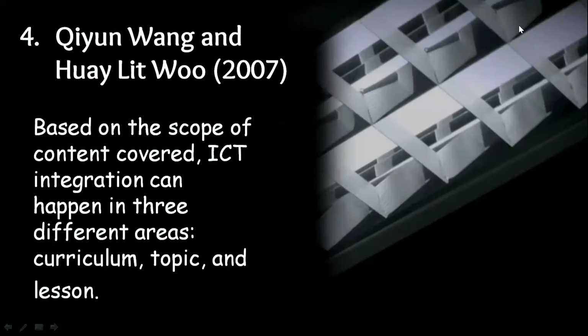In the fourth, we have Kian Wang and Wiley Tun 2007. Based on the scope of content covered, ICT integration can happen in three different areas: the curriculum, the topic, and the lesson. So the fourth concept states that the integration of information and communication technology serves as a training ground for education, not just to improve their skills, but also to enhance their understanding to the goal of universal education.